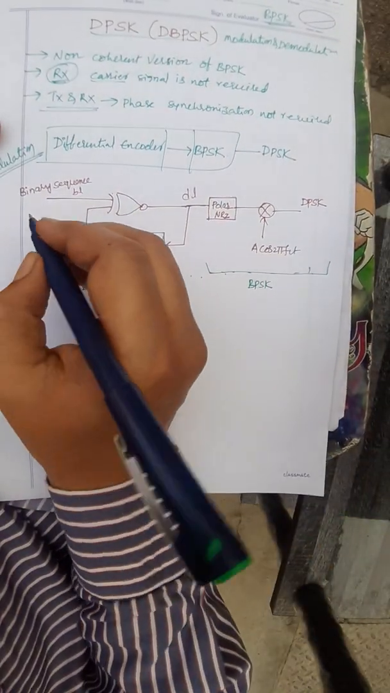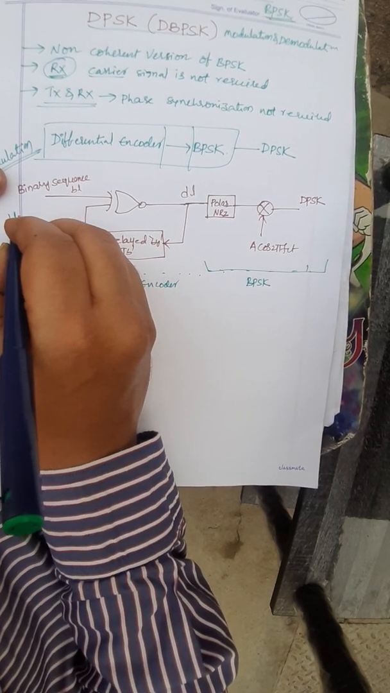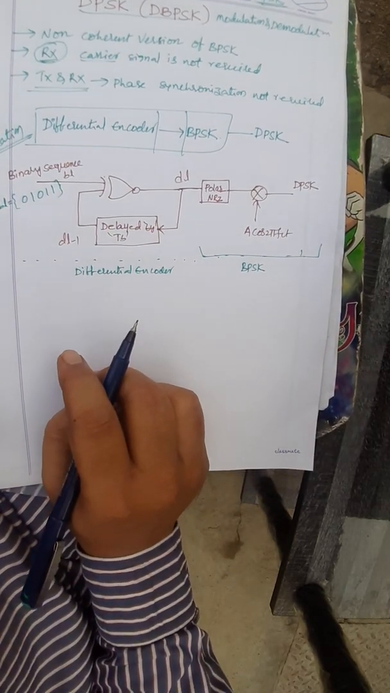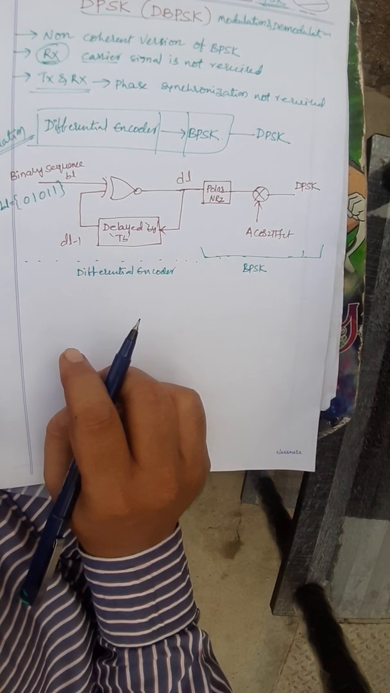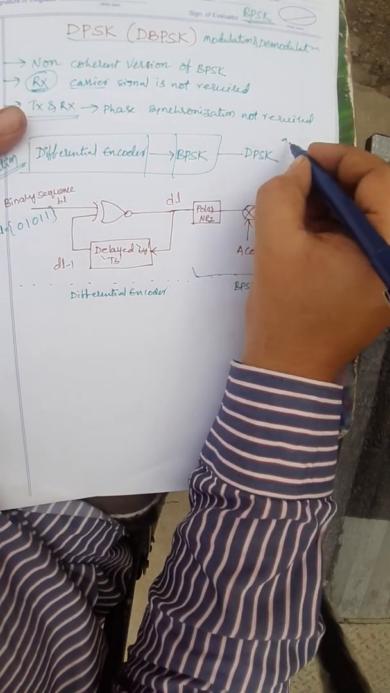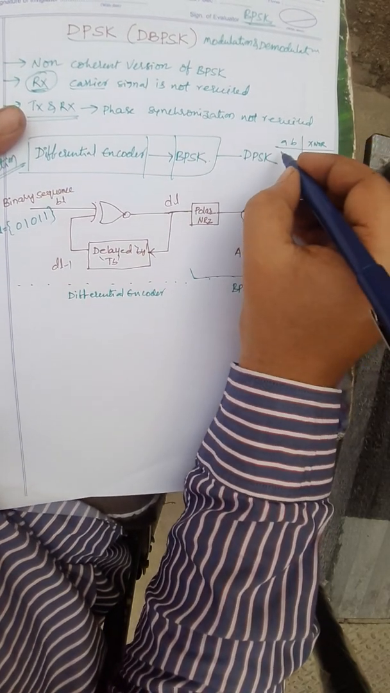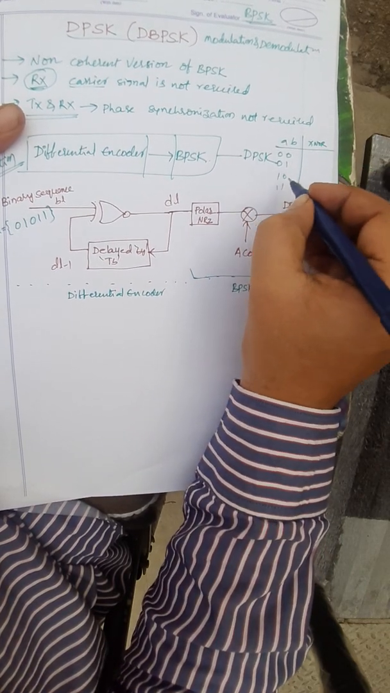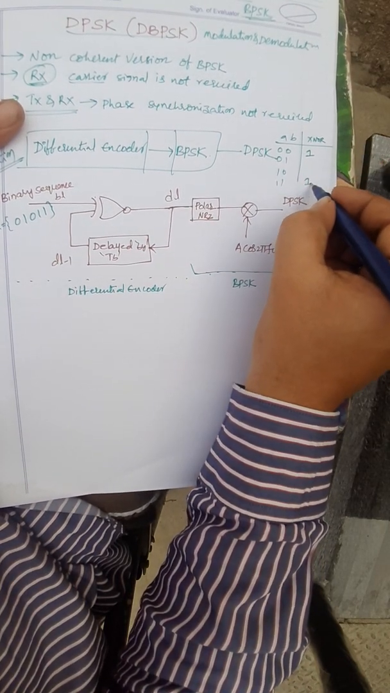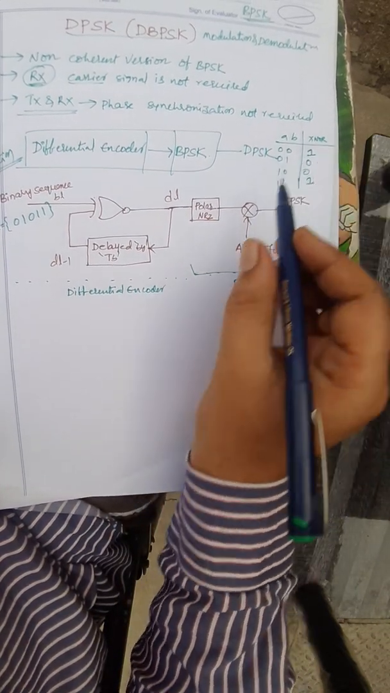Now for example, take the input binary sequence BL equal to 0 1 0 1 1. This is my input binary sequence. We know the XNOR operation: for inputs A and B of 0 0, 0 1, 1 0, 1 1, if both the inputs are the same, the output is 1. If the inputs are different, the output is 0. Please remember that. This is an XNOR operation, not XOR.